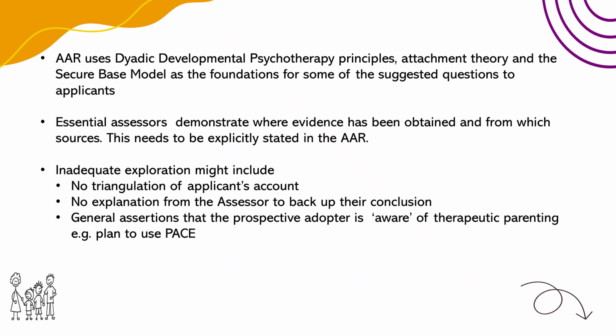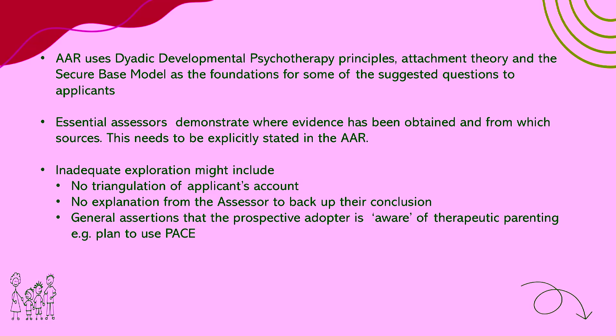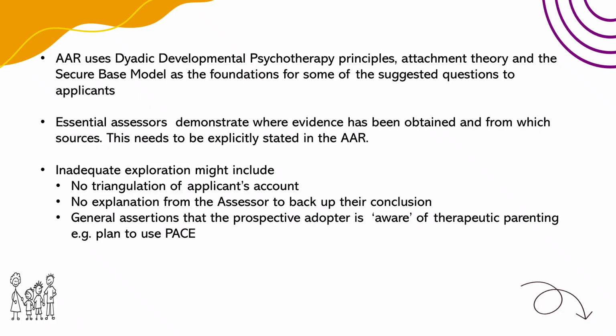In terms of how the assessing social worker actually completes the R, as you can see, there are 3 bullet points there. It's essential that there is triangulation, so it's not simply based on self-reporting. There is an expectation that the assessor must provide an explanation to back up their conclusion, and general assertions that the prospective adopter is aware of therapeutic parenting have to be made.